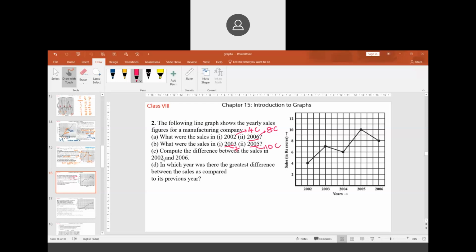Here, let's see 2002 and 2006. In 2002, 4 crores, and in 2006, 8 crores. The difference is 8 minus 4, which is equal to 4 crores.